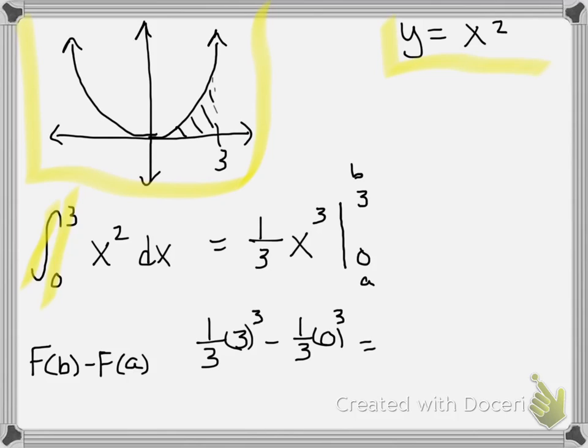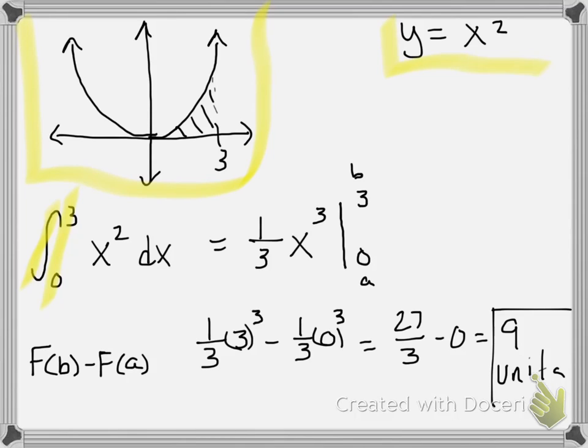So 3 cubed is going to be, what, 27, I think? 3 times 3 is 9, times 3 is 27. Over 3 minus 0 cubed, which is 0, and 1/3 times 0 is just 0. So 27 over 3 gives us 9. And so our area is going to be 9 units.